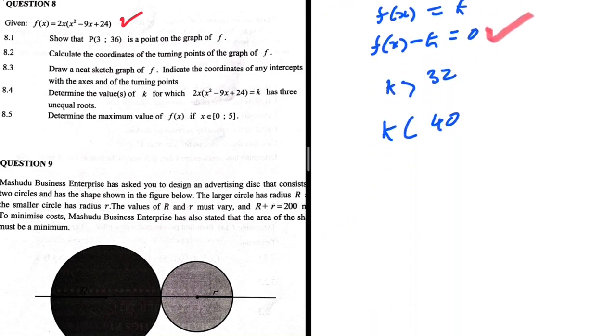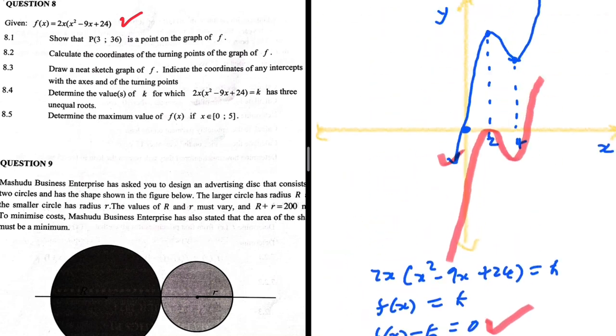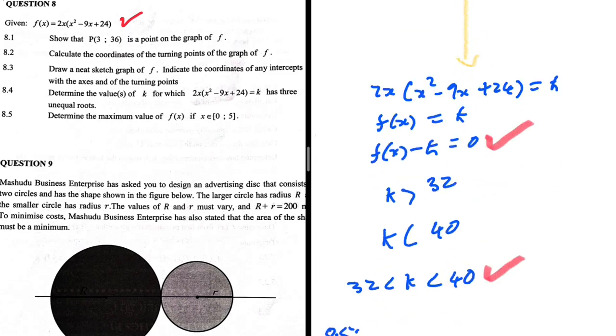So let's write that in one statement. We are saying that we need k to be greater than 32, but k to be less than 40. In that way, we're going to have 3 unequal roots. Okay, there we go. 8.5, determine the maximum value of f of x if x is an element of 0 to 5. Okay, so let's get rid of this now. We're interested in this portion, 0 to 5. We are looking for the maximum value between 0 and 5.